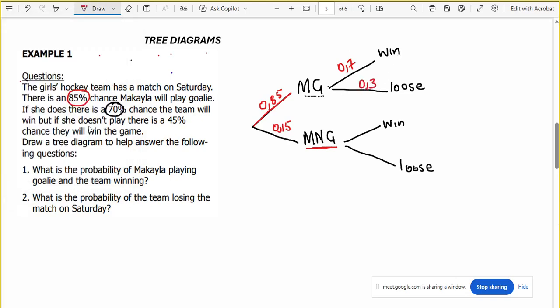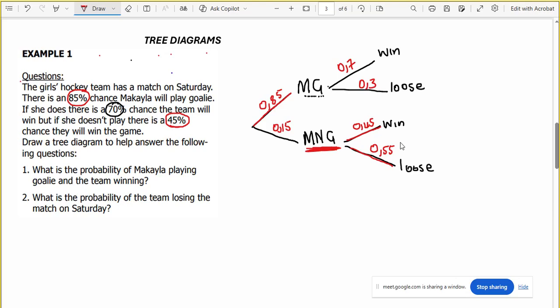Then we go back to the statement. The statement is saying that if she doesn't play, there is 45% chance they will win. So if Michaela does not play goalie, the percentage of winning is 0.45. It's 45%. And if it's 45%, what is the percentage of losing if Michaela does not play goalie? So it would be 1 minus 0.45, which is 0.55. Thank you. Do you understand how this works?